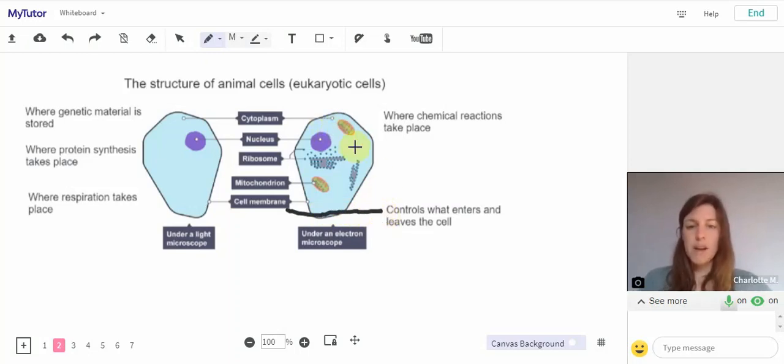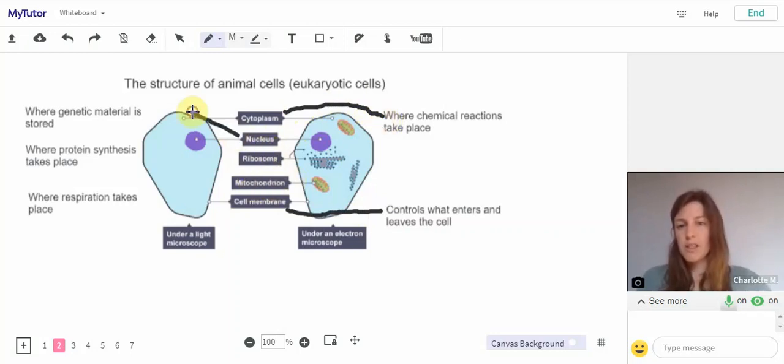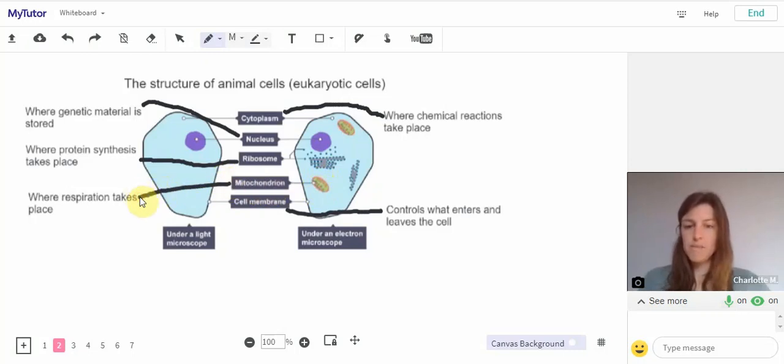Second is the cytoplasm. This is this blue area encased by the cell membrane. And the cytoplasm is where chemical reactions take place. Then we have 3 types of organelle. The first is the nucleus, where we store genetic material, our DNA. Then we have ribosomes. These are where protein synthesis takes place. And finally, mitochondria, where respiration takes place.